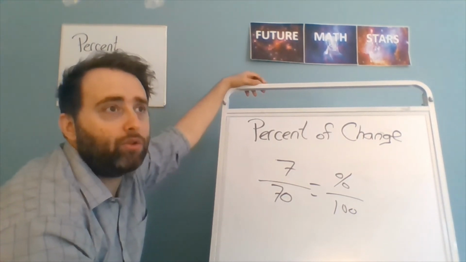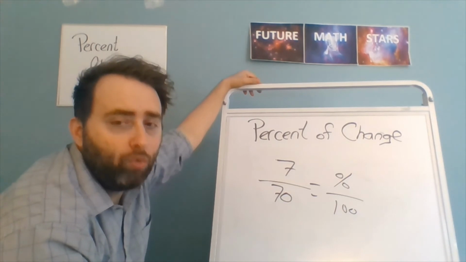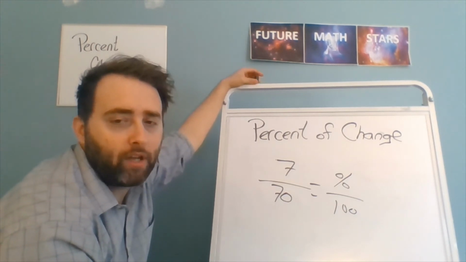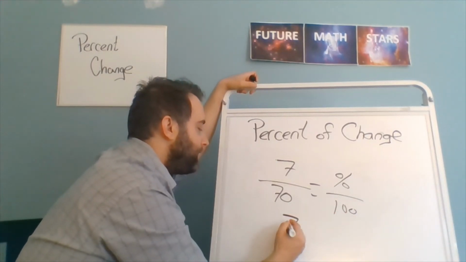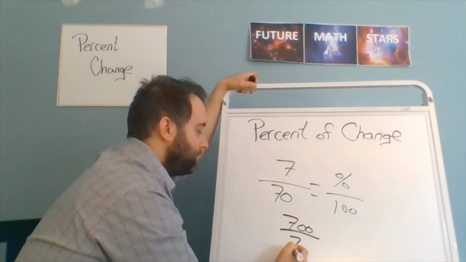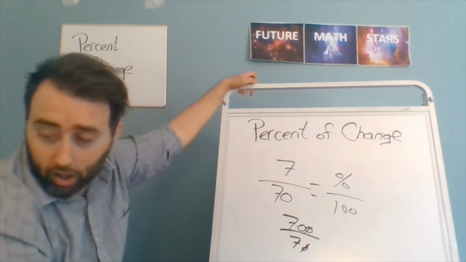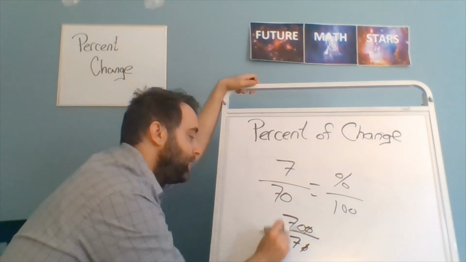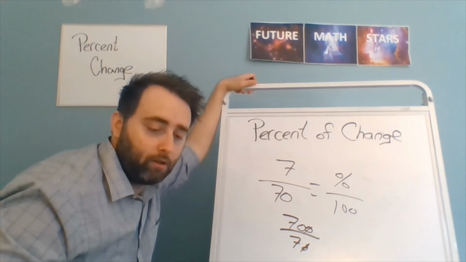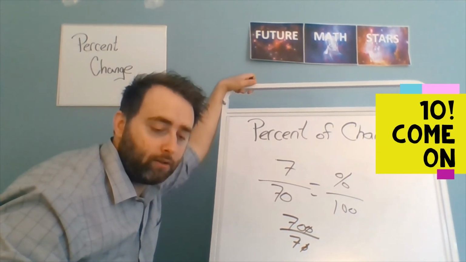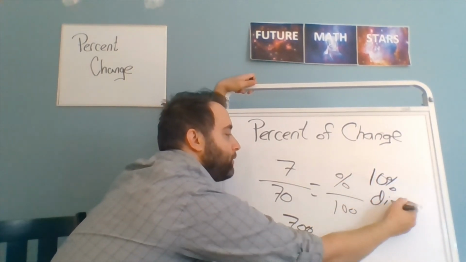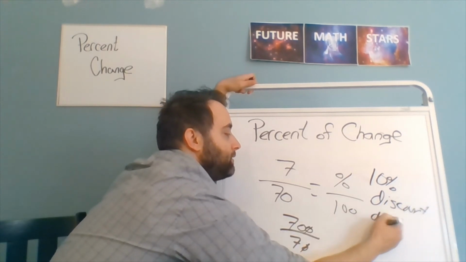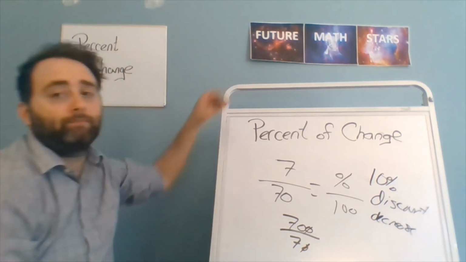Next year when you're sitting in 8th grade math class, she tells you, what did you learn last year in 7th grade math? Don't tell her nothing, please. Tell her cross multiply, divide. It's really all you got to get by this year. Cross multiply. 700 divided by 70, or otherwise known as 70 divided by 7. 10%. We had a 10% discount or a 10% decrease. Okay.